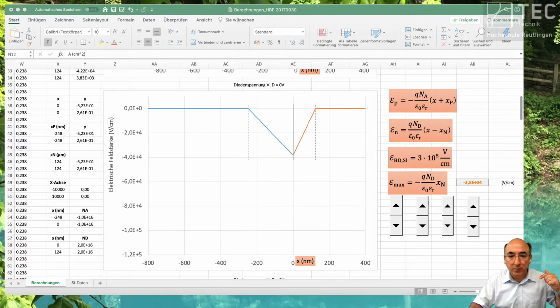The maximum breakdown electric field in silicon is 3 times 10 to the power of 5. So we are far away from breaking down in silicon. Okay? So this you have to take into account.